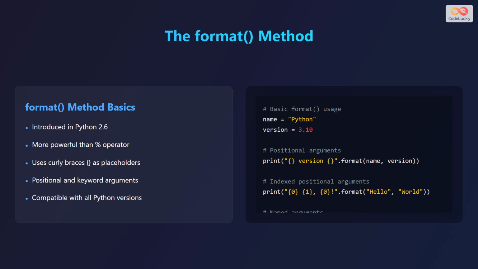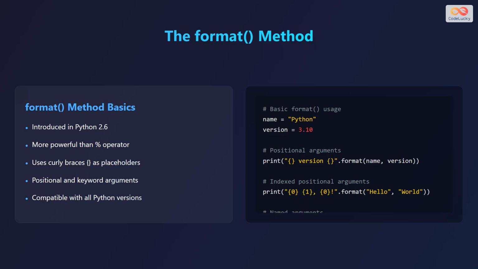Consider these basics. We define a variable name with the string value Python and a variable version with the floating point value 3.10. The code print("{} {}".format(name, version)) demonstrates basic usage with positional arguments. The placeholders are replaced in the order the arguments are provided.